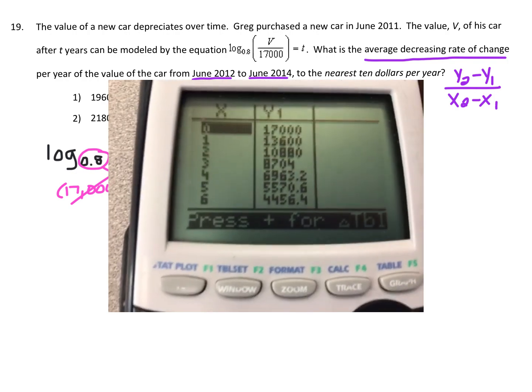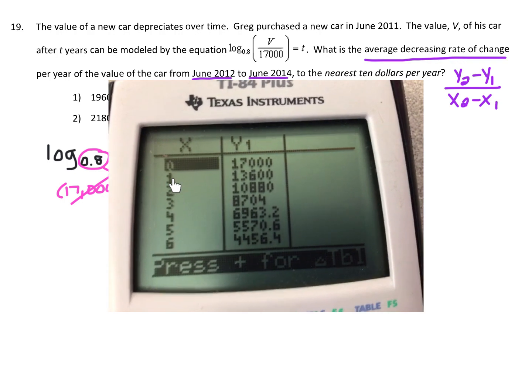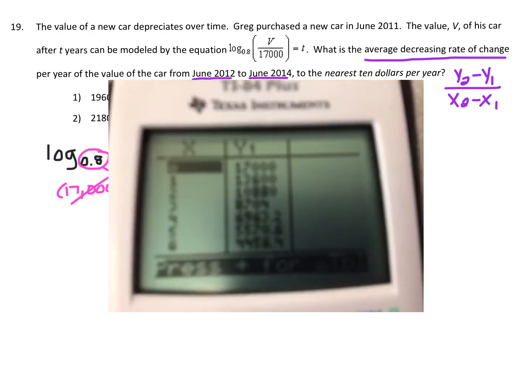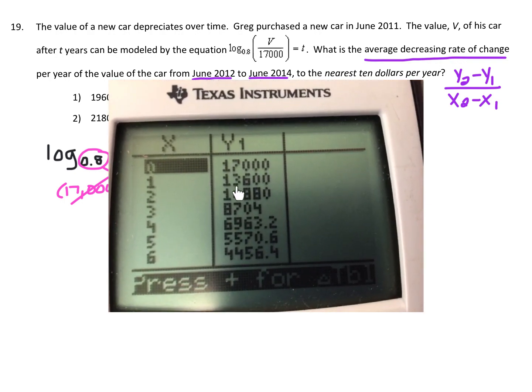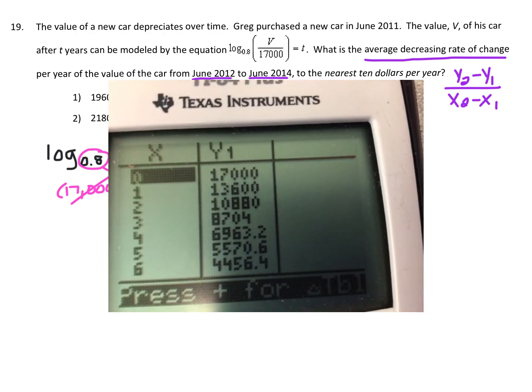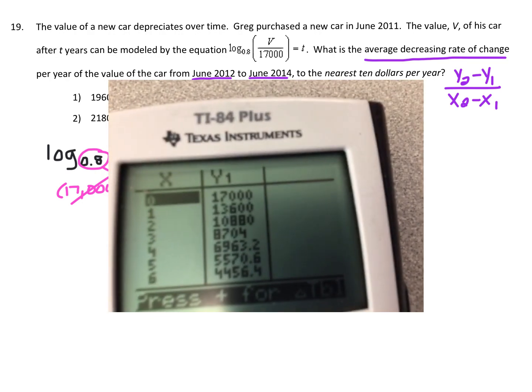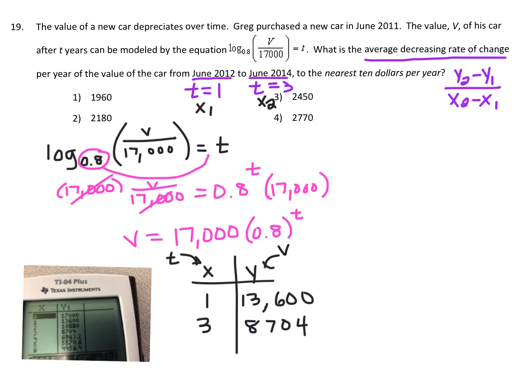Now the ones we're concerned with are this one right here. When x is 1, this is moving on me. When x is 1, we're concerned with that y value. And then when x is 3, we're concerned with that y value. Okay, so I'm going to write this down. Okay, so here's my x1 and x2, and my y1 and y2. Okay, or t1, t2, v1, v2. But to use my formula here, I'm going to do y2 minus y1 over x2 minus x1.